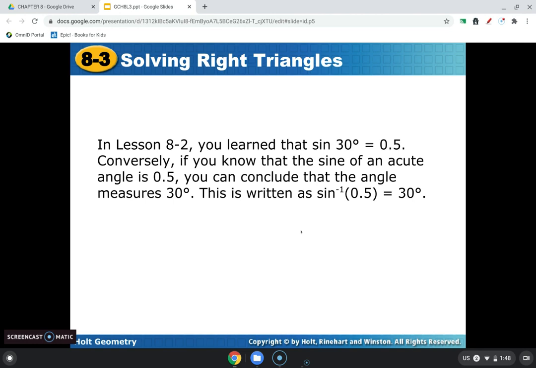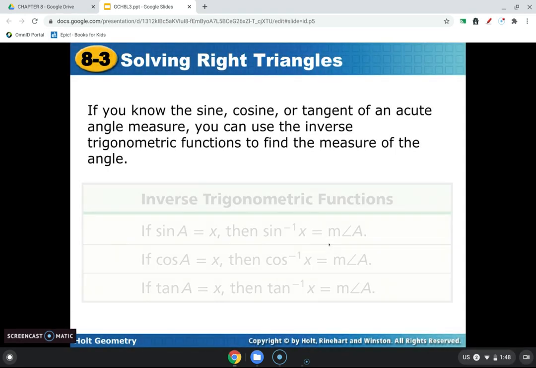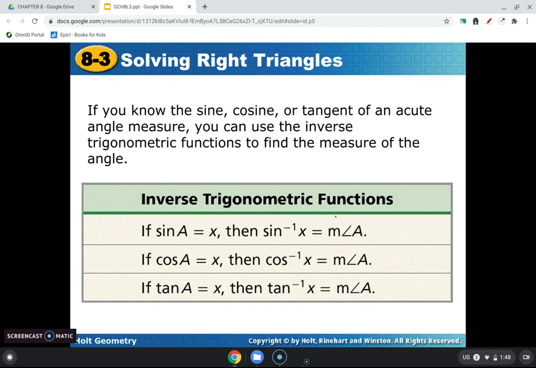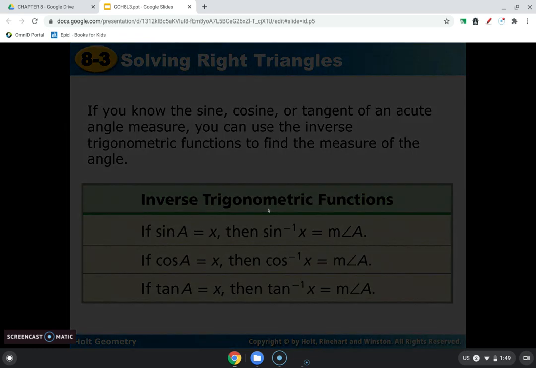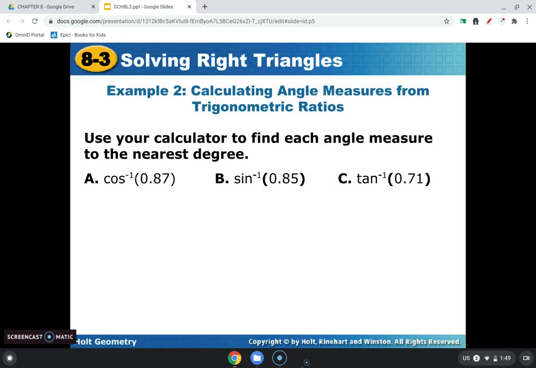All right. In lesson 8.2, we learned the sine of 30 was 0.5. Conversely, if you know that the sine of an acute angle is 0.5, you know that the angle is going to be 30. This is written as the inverse sine of 0.5 equals 30. So once again, if you know the sine, cosine, or tangent of an acute angle measure, then the inverse sine, inverse cosine, and inverse tangent can be used to solve for the angle. So remember again, make sure you are in degree mode anytime you are dealing with trig. If you hit second and then sine, or second cosine, second tangent, that would be the inverse button on your calculator. Okay, so let's try that.